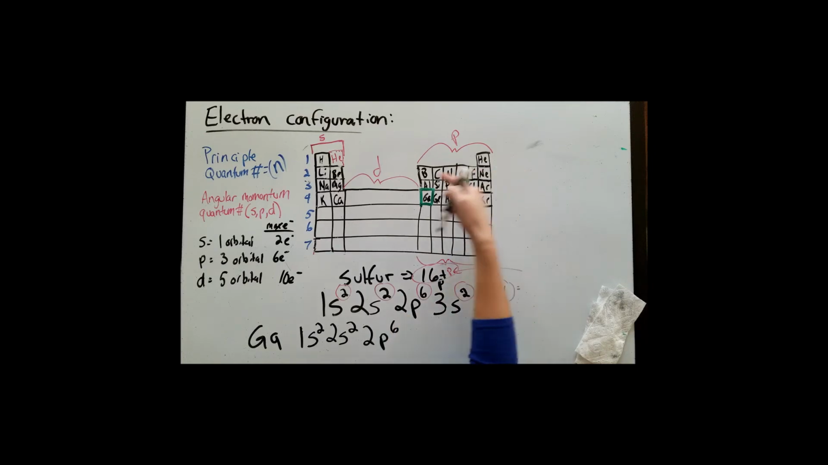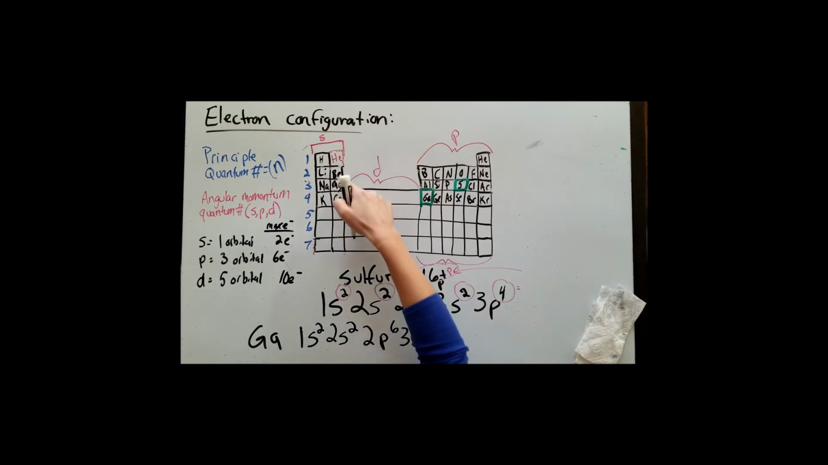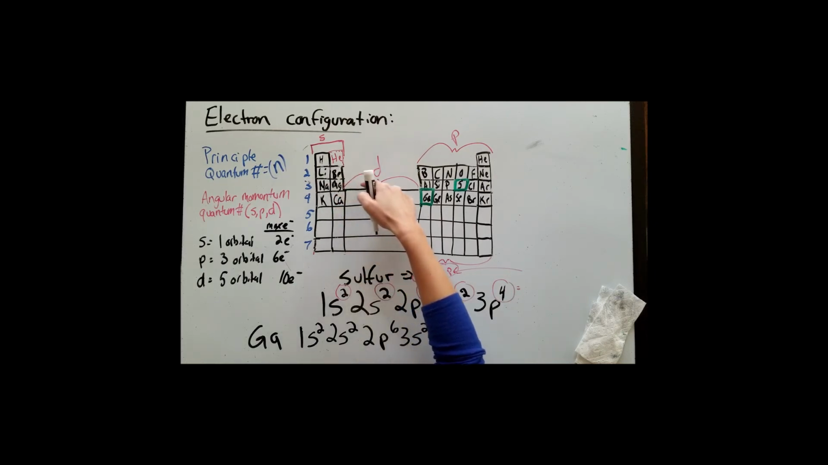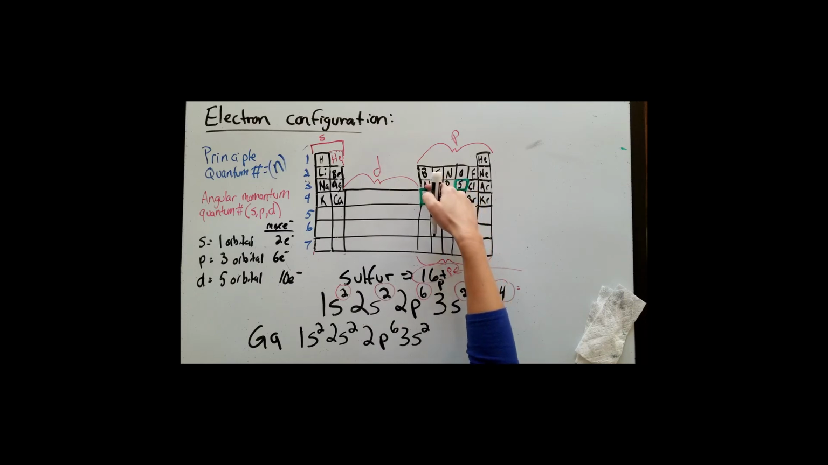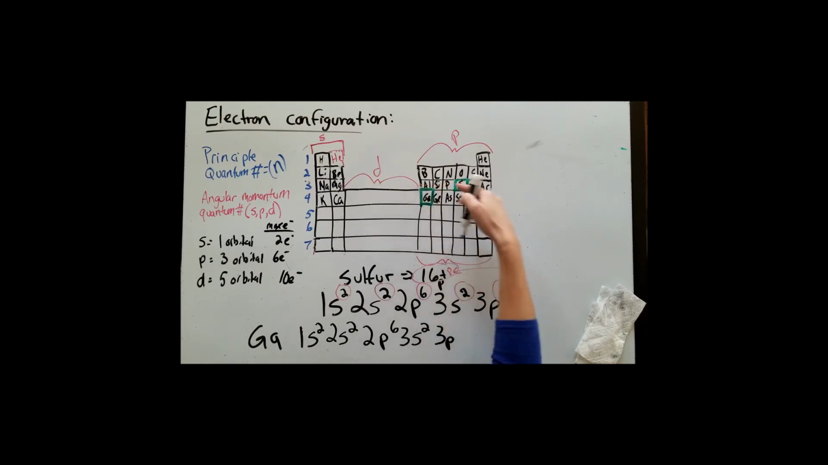Then that brings me to period 3. I hit the S block first to go through it. It's 3s2. I'm at magnesium. I'm still in period 3, and I get to the P block, so 3p. Gallium is not in the 3p's. It's down here in the 4p's. So that means I want to go all the way through the 3p's to argon. So that means 3p6.